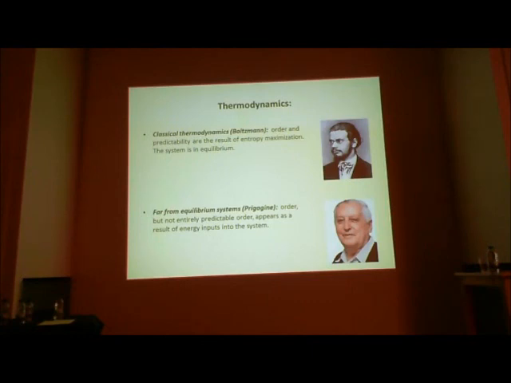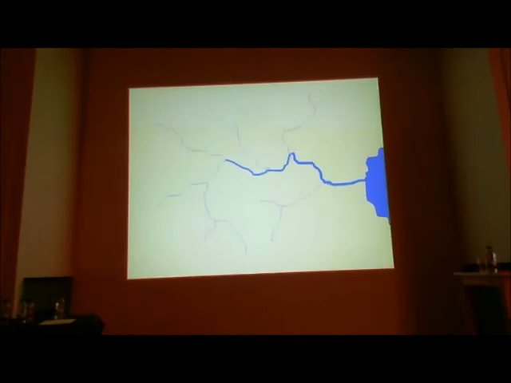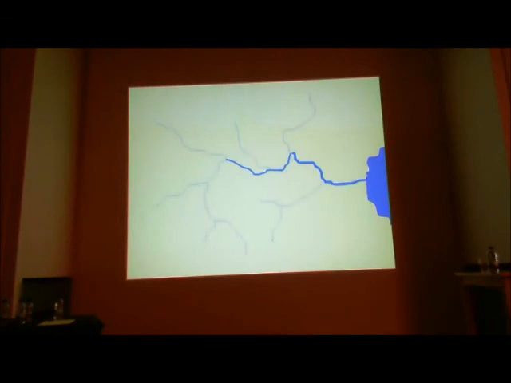So here's the cartoon now. We'll start with a river system. This is a geographical example. And I want to say it's both a literal example of a physical system, a thermodynamical system that's going to go to equilibrium or be pushed away from equilibrium, but it's also a nice metaphor for the sort of things we see in our urban models.